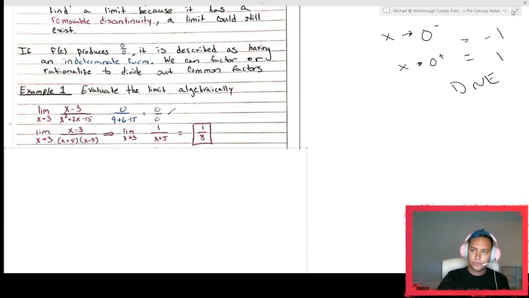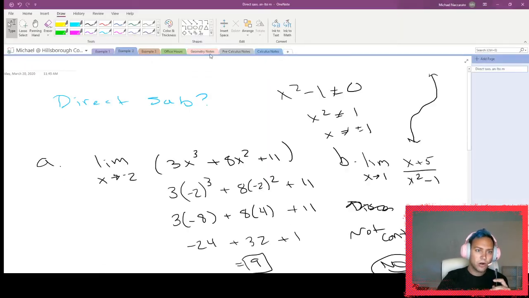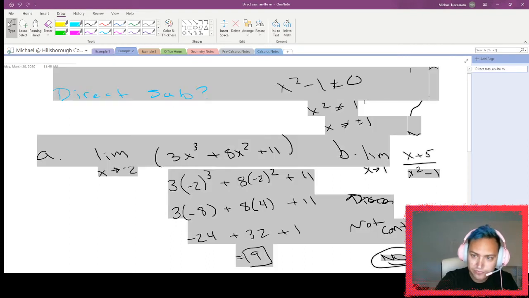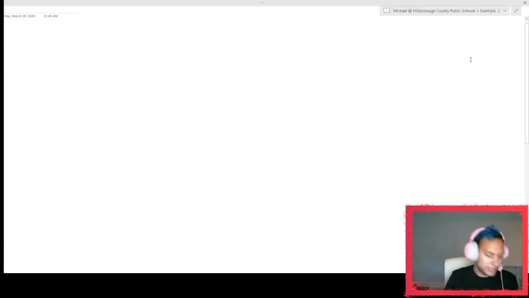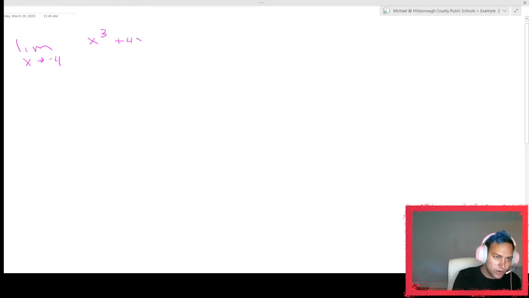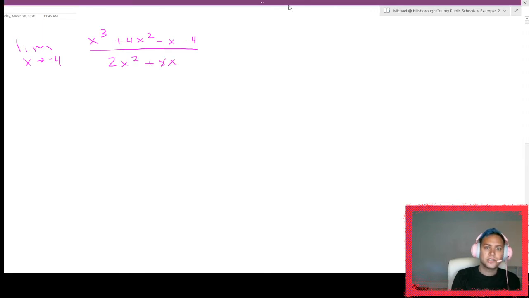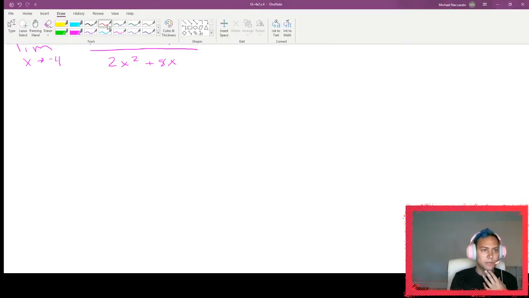All right, example 2, I did a little bit harder of a problem. So in example 2, I have the limit as x is approaching -4 of the function x cubed plus 4x squared minus x minus 4 all over 2x squared plus 8x. Okay, so looking at that, let's again start by just plugging it in.